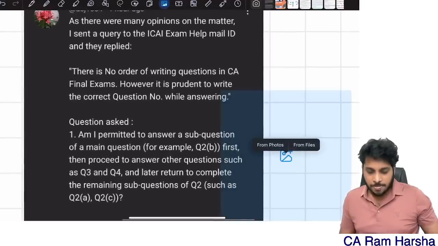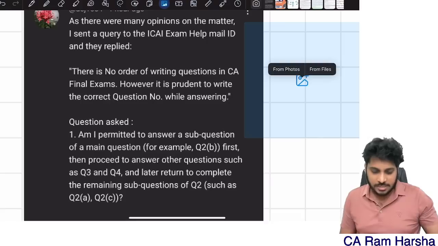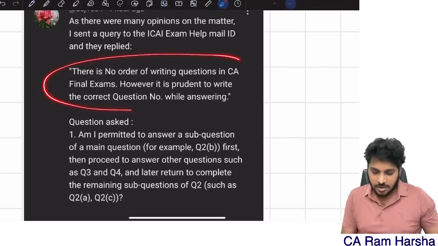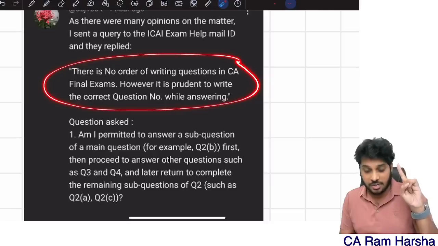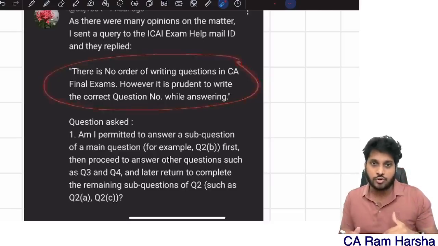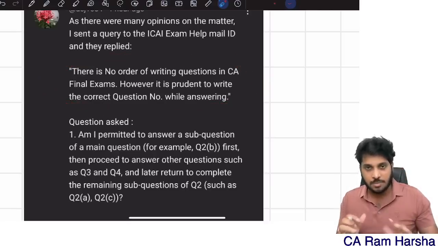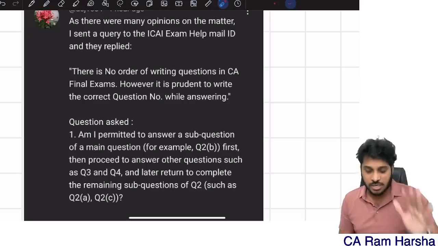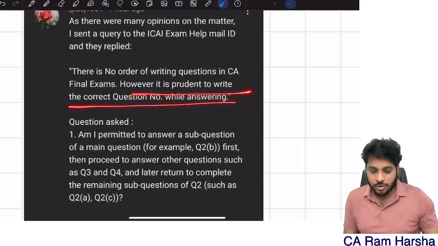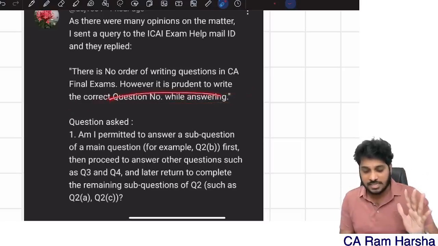Look at this. This is the reply which ICAI has given. There is no order of writing questions in the CA Final exam. Actually, this student asked for Final, so that's the reason they replied Final. The same logic is applicable for CA Intro also. However, it is prudent to write the correct question number while answering.